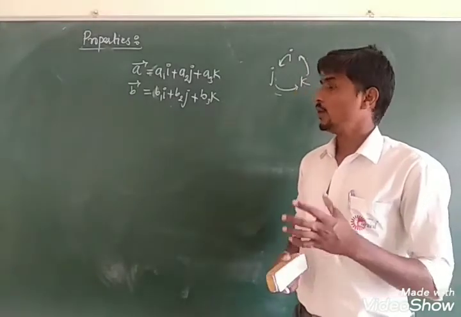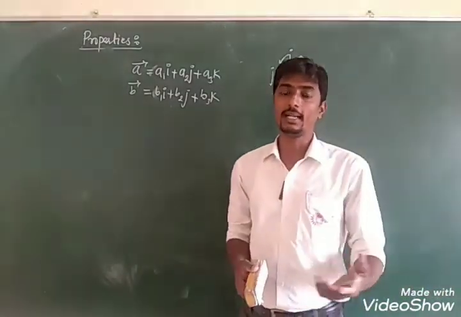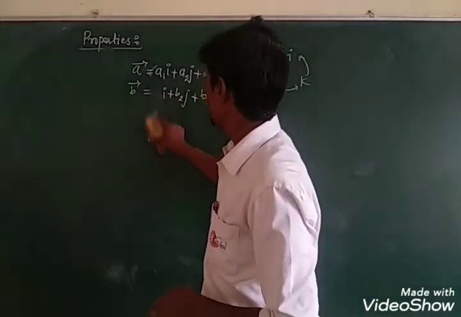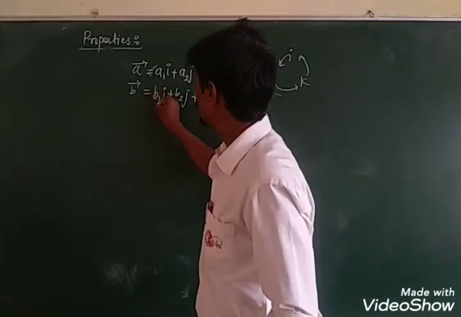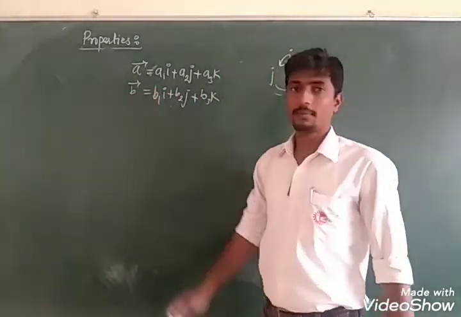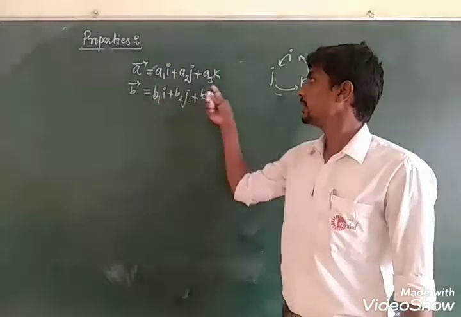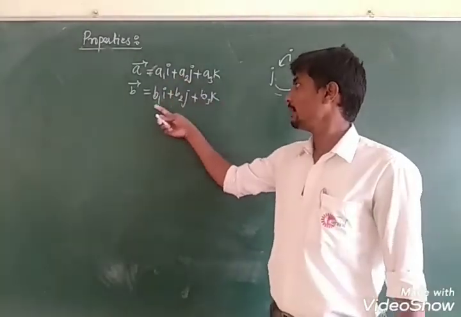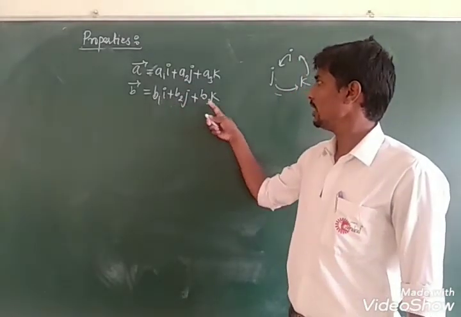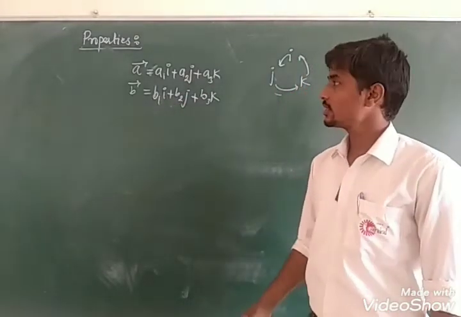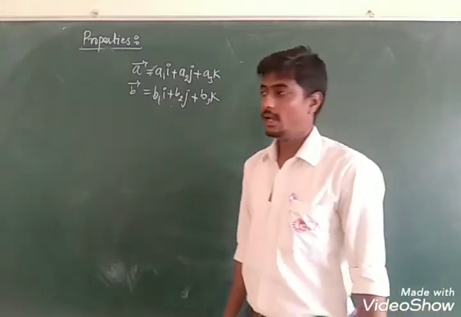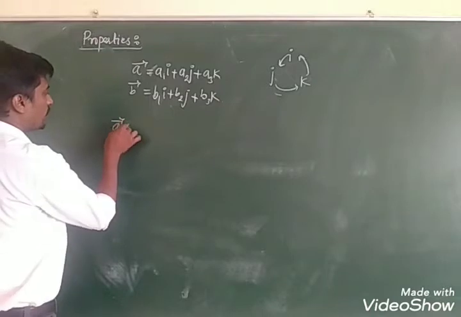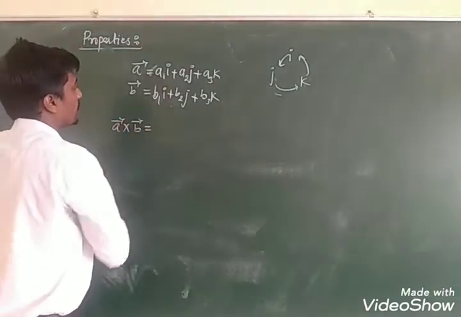So how to represent the cross product in terms of the vector components. Okay. So now consider two vectors, vector A and vector B, whose vector components are in this way. A1i, A2j, A3k, and B1i, B2j, and B3k. So these are the vector components we have. And now move on to the definition.